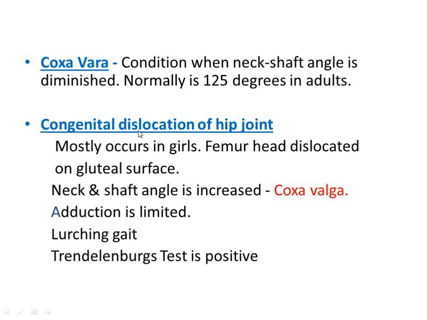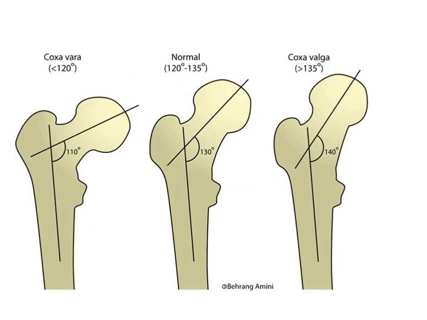In case of congenital dislocation of the hip joint, which is more common in the girl child, the femur head gets dislocated and lies on the gluteal surface. So the neck-shaft angle is increased, and this condition is called coxa valga. Since the femur head is dislocated and lying on the gluteal surface, adduction is limited, the gait is limping, and the Trendelenburg's sign is positive.